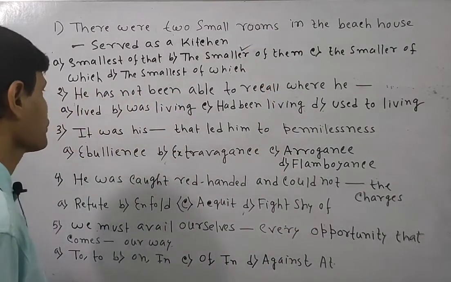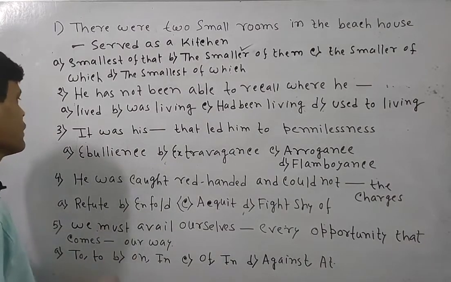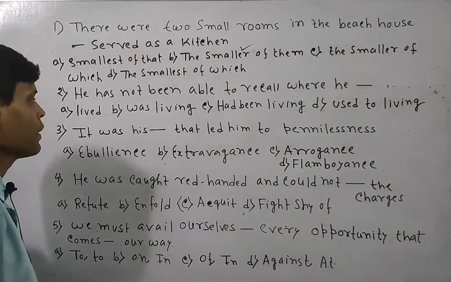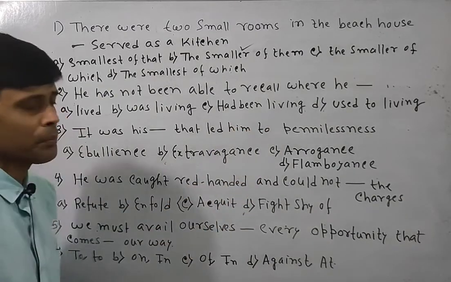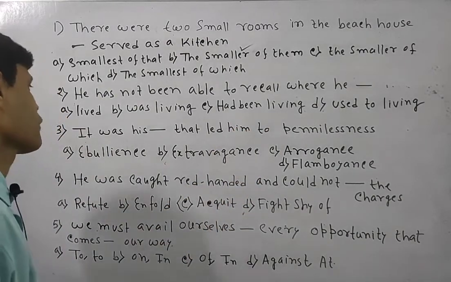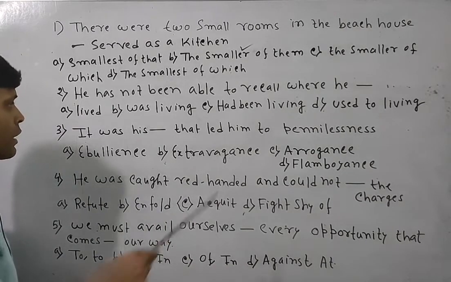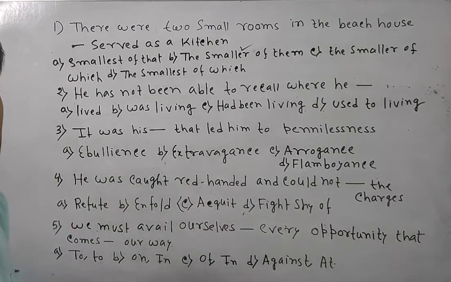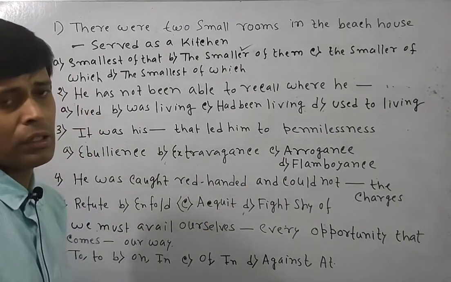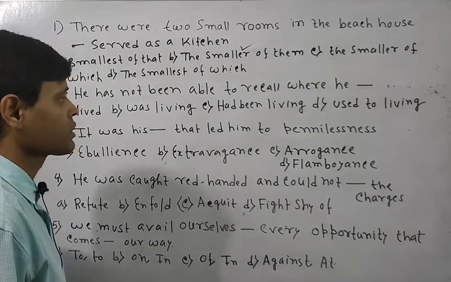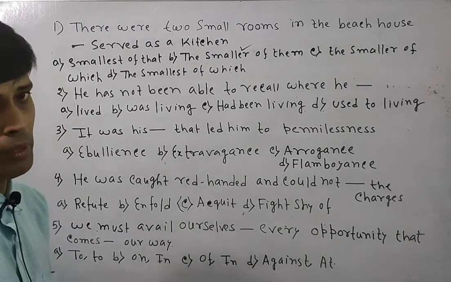Now look over the next question. He has not been able to recall where. This sentence is based on the present perfect tense, and this part is based on the simple past or past indefinite tense. Now there are 4 options: lived, was living, had been living, used to living. The second past belongs to the simple past tense or past indefinite tense. Used to living is a wrong piece of English. Instead of used to living, we should write used to live in the past format.